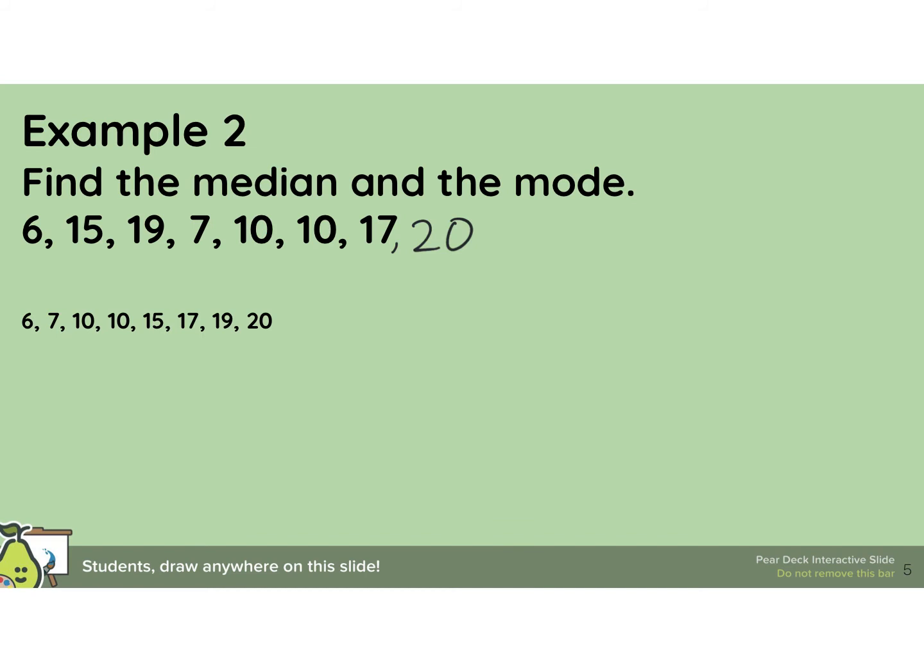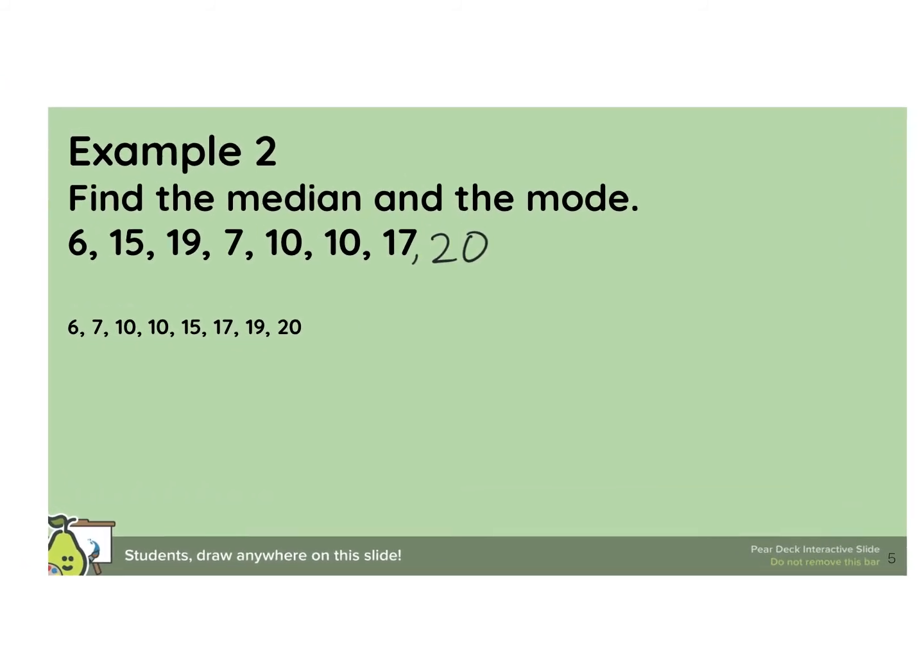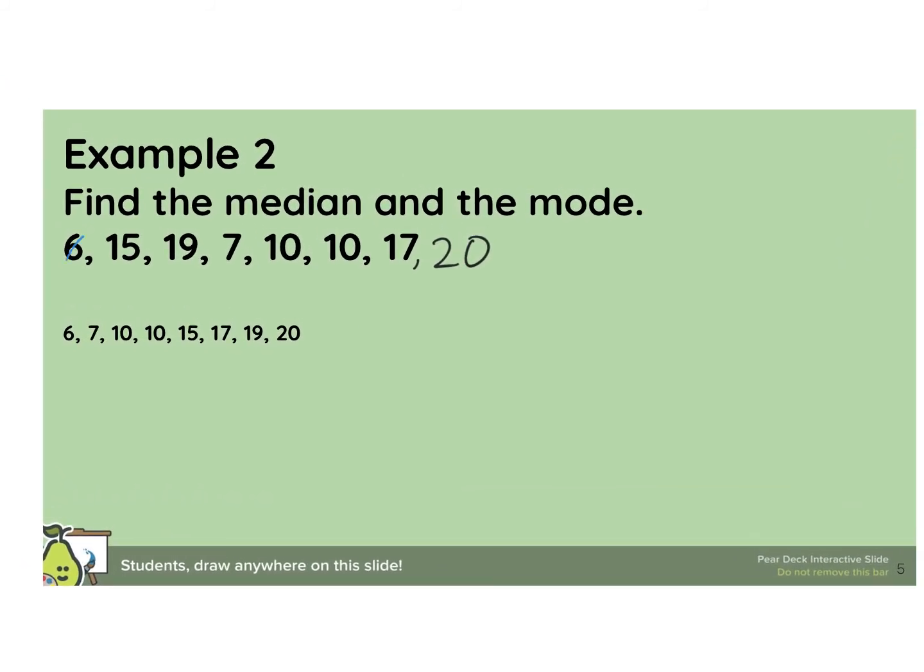Example 2, I've already put the numbers in order from least to greatest. Make sure I did it right. 6, 7, 10, 10, 15, 17, 19, and 20. Okay, so let's find our median, which means the number in the middle. Let's count how many numbers are in our data set. 1, 2, 3, 4, 5, 6, 7, 8.